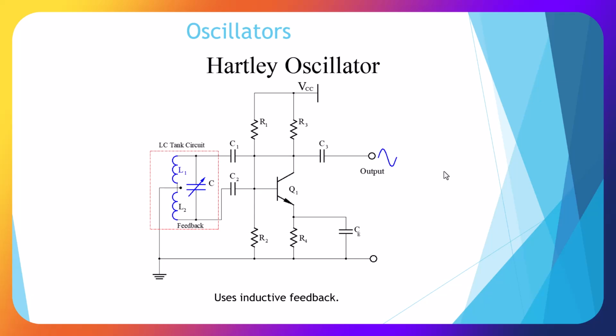Okay, here's a Hartley oscillator, and it uses a transistor amplifier. It also may use an op-amp. And here we have our tank circuit, and this one uses inductive feedback: 2 inductors and an adjustable capacitor. So this is a Hartley oscillator.